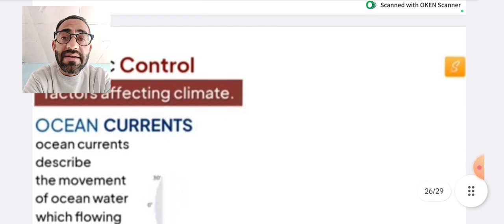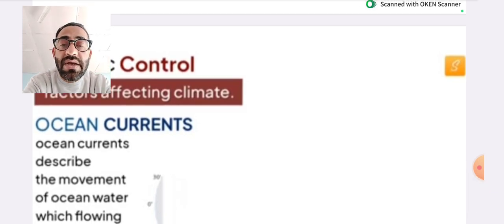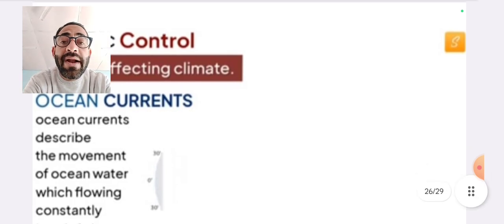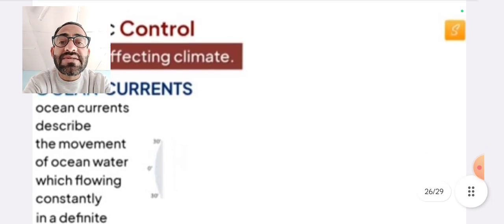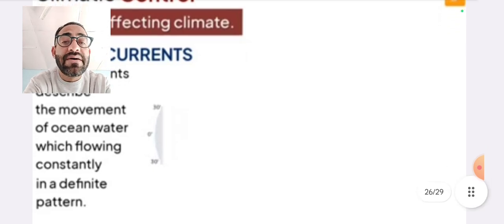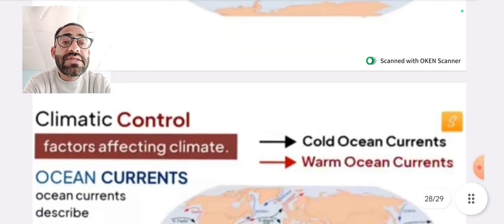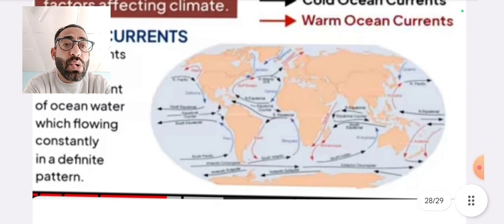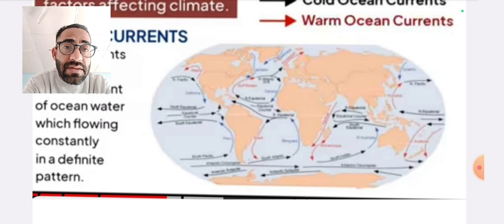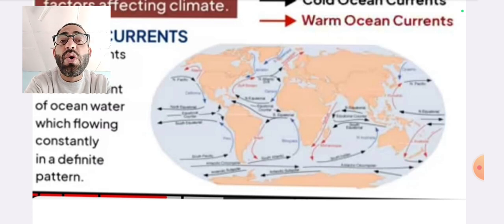Another is ocean currents. Remember, these are not power currents. Okay, ocean currents. What are ocean currents? Ocean currents describe the movement of ocean water which flows constantly in a definite pattern. Ocean current means movement of ocean water which flows in a definite pattern, that is called ocean currents. Okay, this is the world map. Look at here, this is the world map. The blue color represents oceans here.